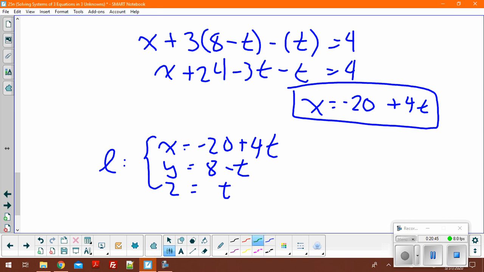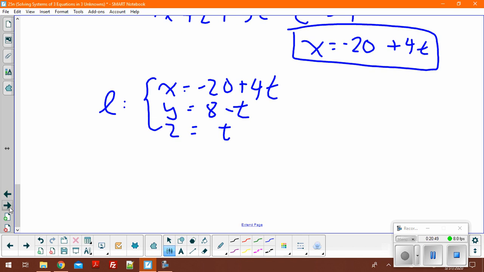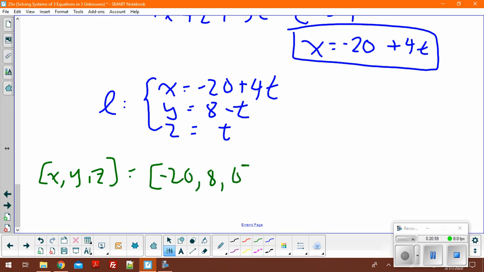Or if I wanted to write that in vector form, it would look like (x, y, z) is equal to, my point is (negative 20, 8, 0), plus t, and my direction vector is (4, negative 1, 1). And we're done.